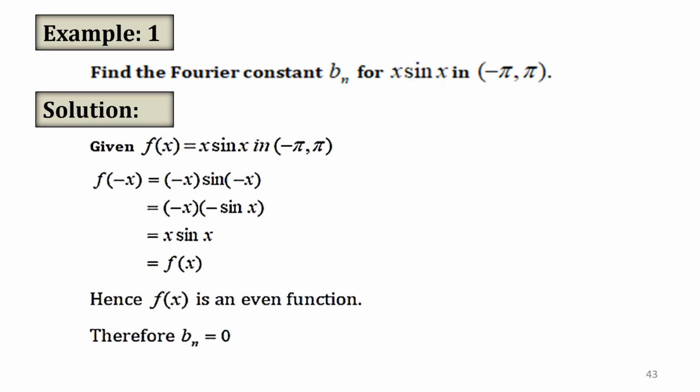So b n for x sin x in minus pi to pi. I substitute minus x: minus x times minus sin x, minus into minus is plus, so x sin x. So f of minus x equals f of x, which is an even function. For an even function, b n becomes 0. This would come in 2 marks. Okay, remember.